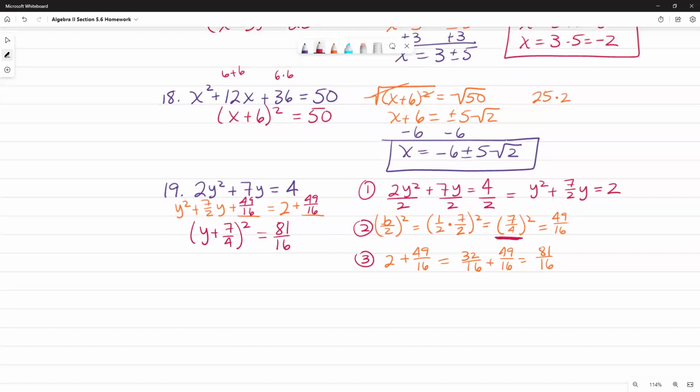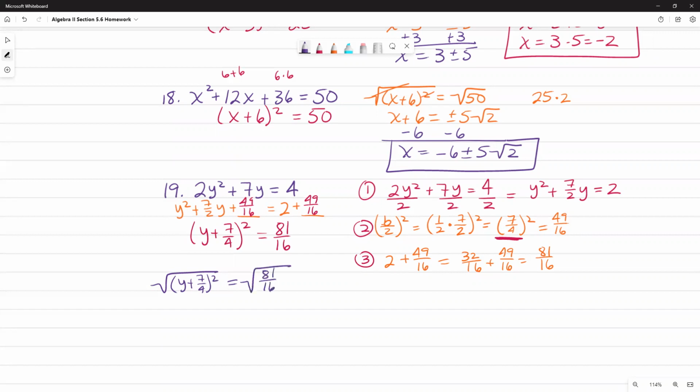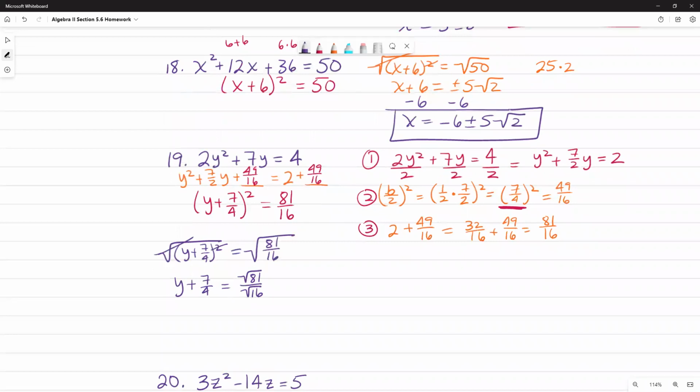All right, so now we have to solve. So we have the square root of y plus 7/4 squared equals, and I'm going to go ahead and leave it, 81 over 16. All right, so these cancel out, and I end up with y plus 7/4 equals the square root of 81 over the square root of 16. And I know that that is 9 over 4. So that equals plus or minus 9/4. All right. Now we subtract the 7/4 from both sides. y equals negative 7/4 plus or minus 9/4.